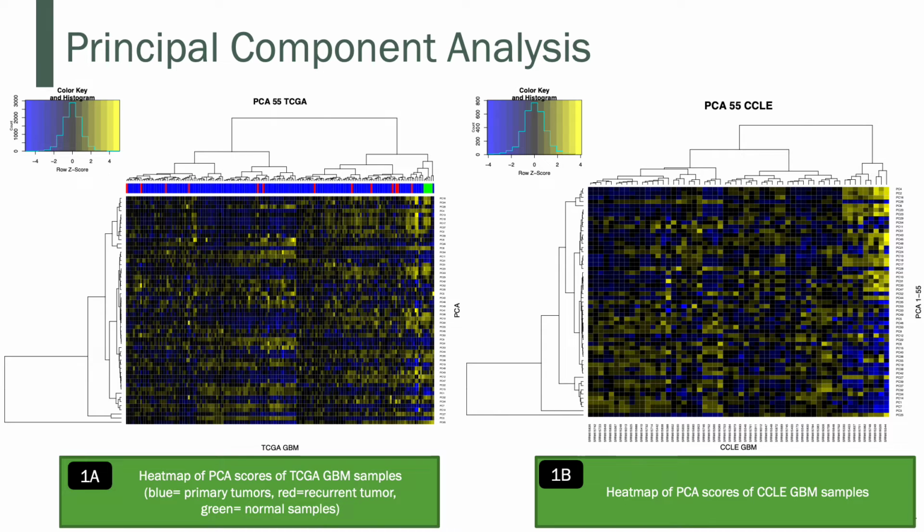The second heat map here is of the Cancer Cell Line Encyclopedia glioblastoma data sets. It's not surprising here that we see a lot of heterogeneity with glioblastoma, as that is a characteristic of the disease. However, it is interesting with this PCA plot heat map that we have cell lines that are clustering together.